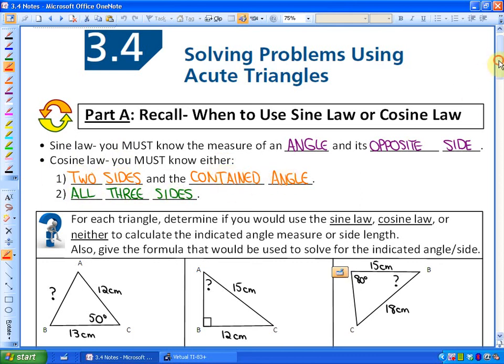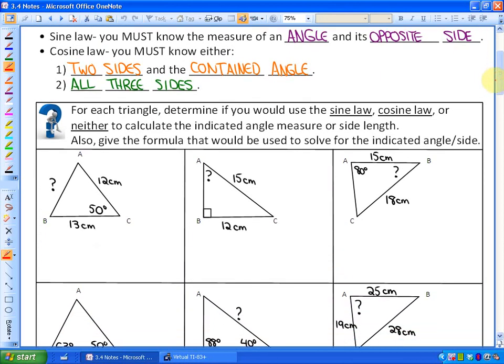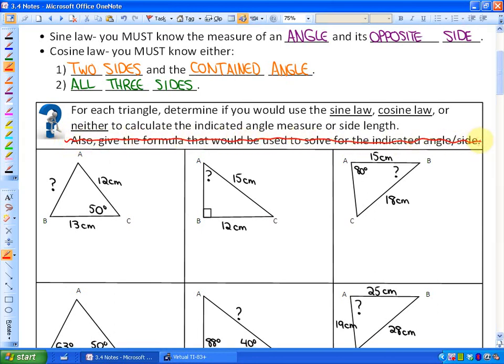So if we look at these 6 examples, we just have to determine how to solve. For each triangle, determine if you would use the sine law, cosine law, or neither to calculate the indicated angle measure or side length. It also says to give the formula that would be used. What we're going to do is just state if it's going to be the sine law, the cosine law, or neither in this particular case.